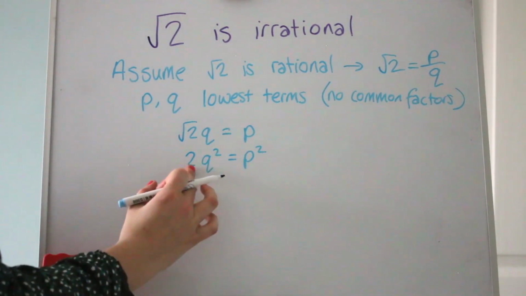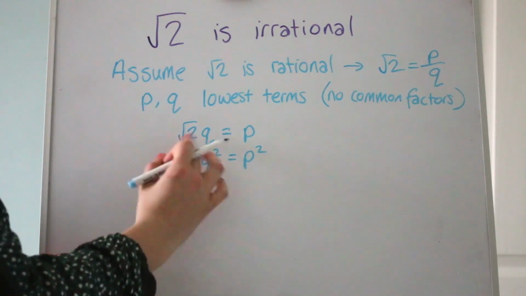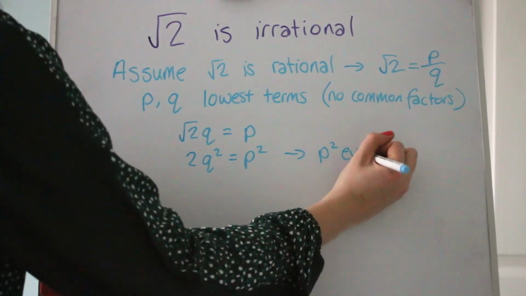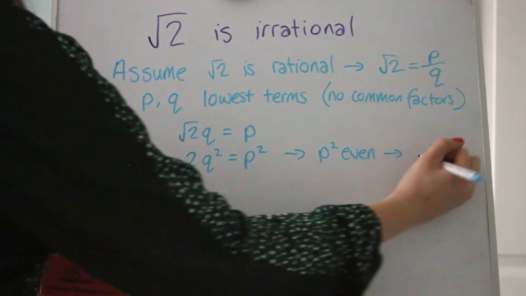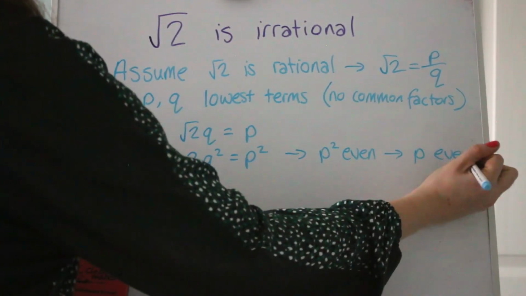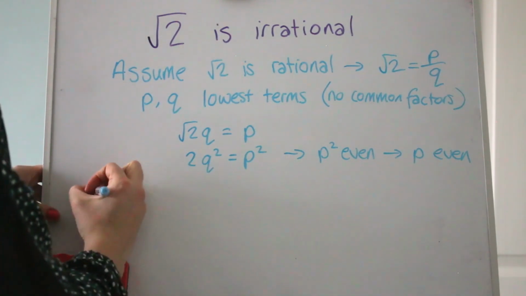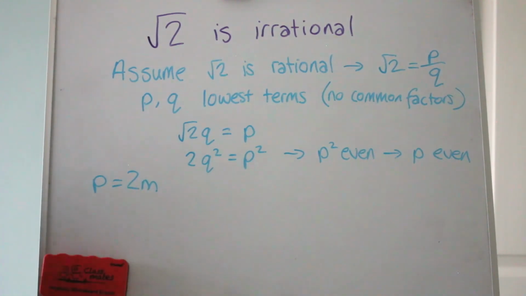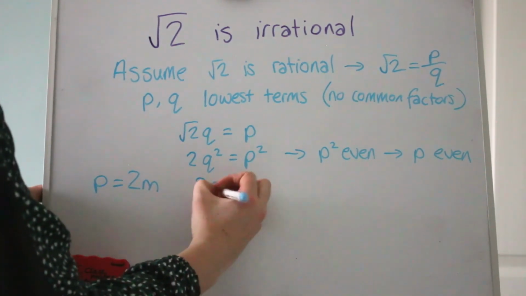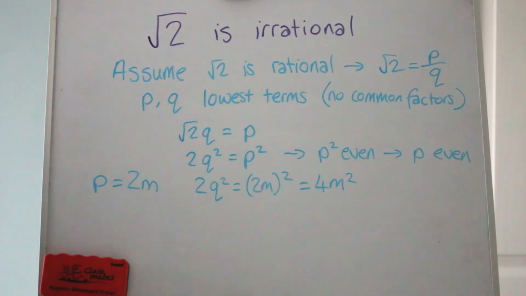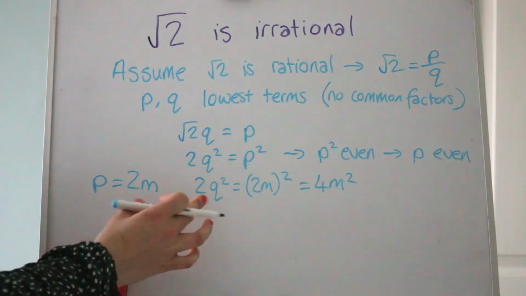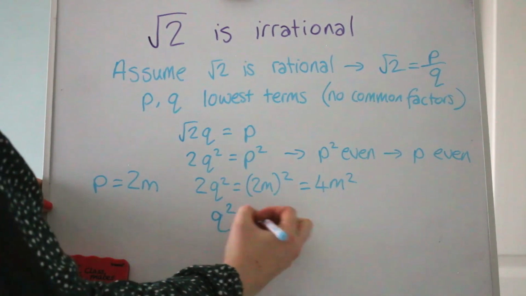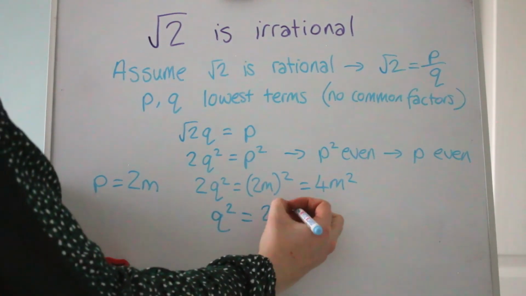Now here we've got 2 multiplied by something, which means that that's even. So that means that P squared is even. And if that's even, then P has to be even too. Now if P is even, then we can write it as 2 multiplied by something else, 2m. So we can replace that here. And I've just multiplied out that bracket. Now we can cancel 2 on both of those sides to get Q squared is 2m squared.